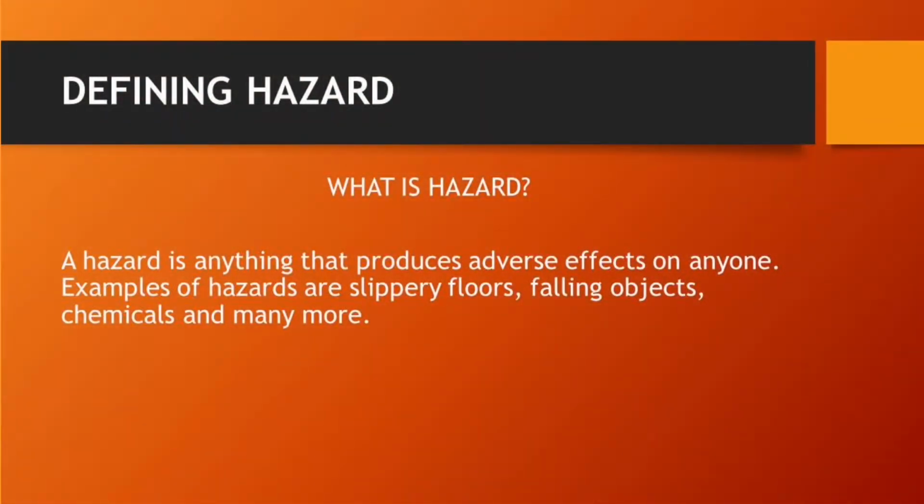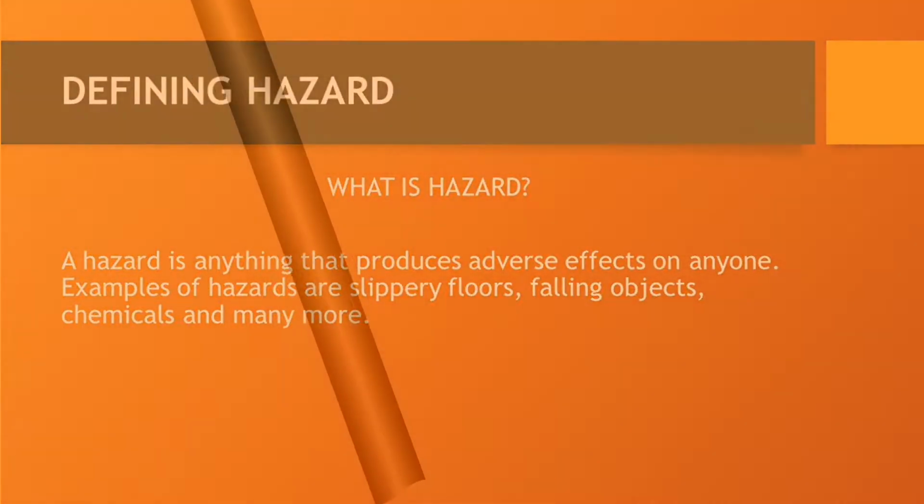We will start this by defining hazards. So what is a hazard? A hazard is anything that produces an adverse effect on anyone. Examples of hazards are slippery floors, falling objects, chemicals, and many more. These hazardous occurrences are results of unsafe or unhealthy acts that bring unsafe or unhealthy conditions in a workplace. Though some hazards are intrinsic in nature, a human is also part of the hazards that we encounter today.